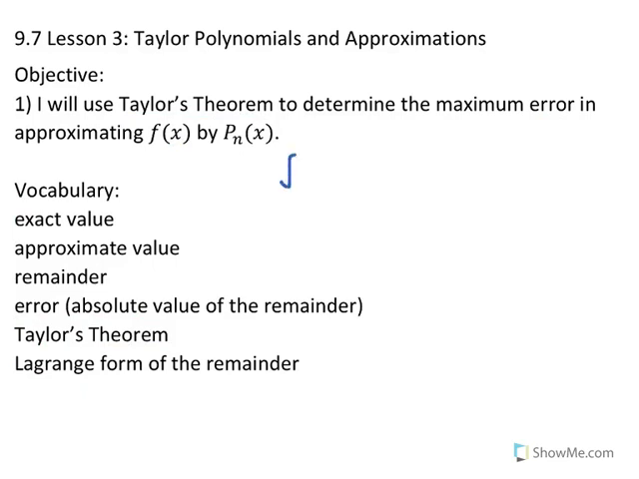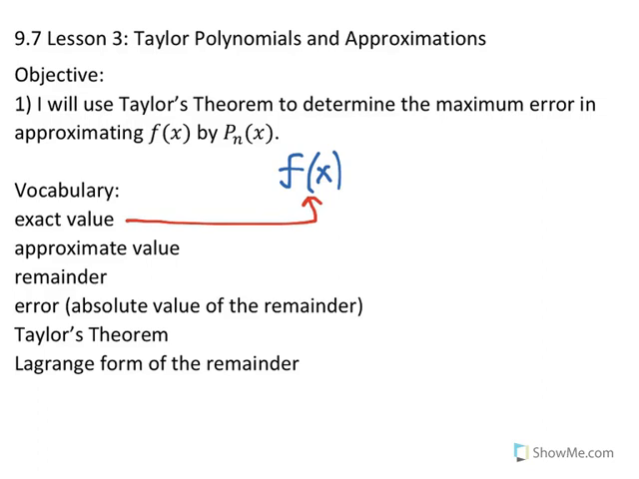So we have some function f. For example, f of x could be e to the x, or f of x could be sine x, or cosine x, or natural log of x. So we have some function f, and we would like to evaluate the function f at a particular x value. And the value of the function at x is called the exact value.